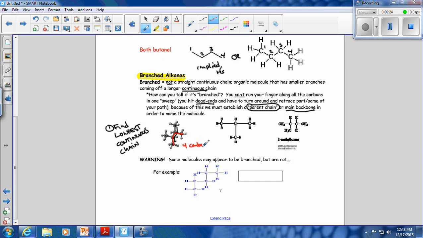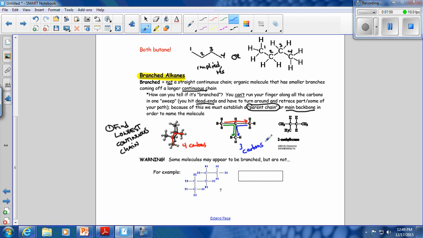Another example. The longest parent chain here would be 1, 2, 3, this direction. You can also get the same length chain if we go this way too. There's 3 carbons involved there. Another route would be this way as well. So there are multiple different paths that you could take to find the longest parent chain, but regardless of which one you choose, you're going to be looking at 3 carbons here.